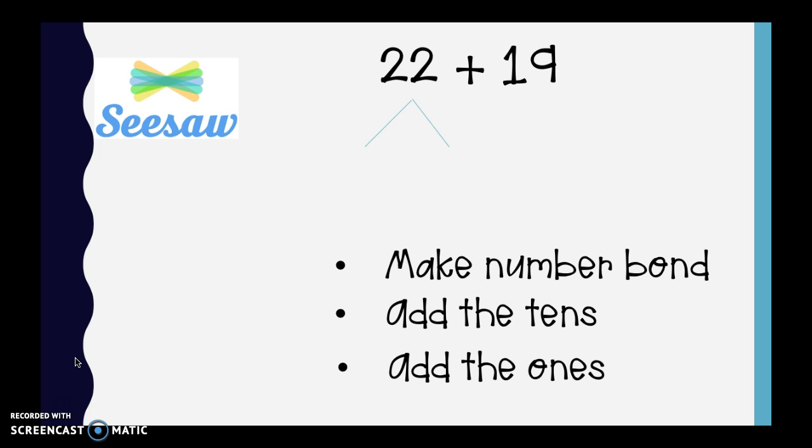This is what I'm going to do. I want you to make a number bond. Then you're going to add the 10s and then add the 1s. I should see one really big long number sentence. All right, good luck, friends.